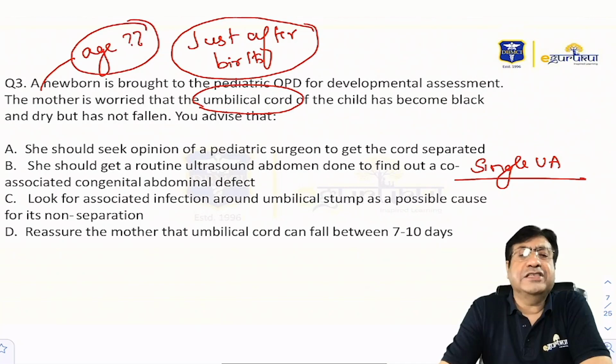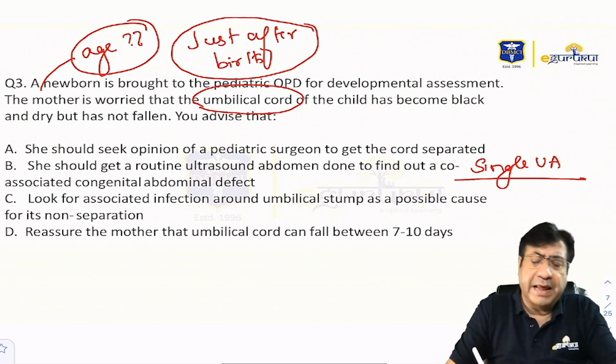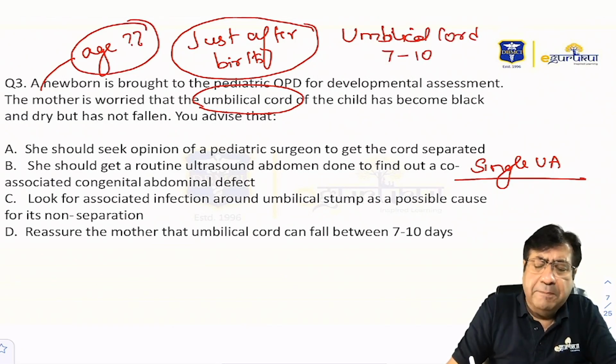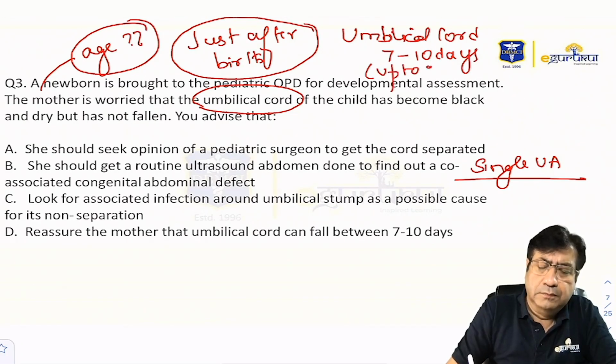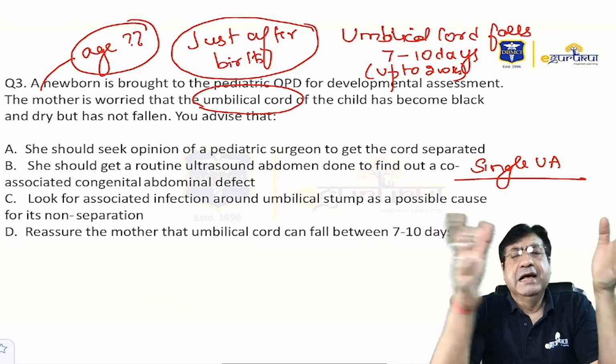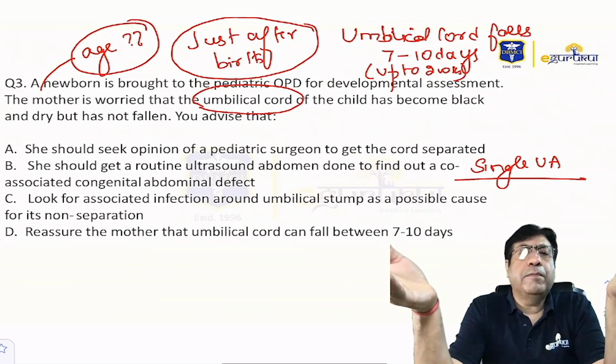The third option says to look for associated infection around the umbilical stump as a possible cause for non-separation, which is not the case. You might have cases of umbilical cord infections, omphalitis, but usually they are associated with redness around the umbilical stump. Sometimes there can be excessive tenderness and the child having incessant crying, pain. But that again will not usually be the reason for an umbilical cord not falling after birth. We all know that the umbilical cord normally will fall by about 7 to 10 days, and may sometimes take up to 2 weeks. In most cases the umbilical cord starts becoming blackish and dry by the 2nd to 3rd day, and then it usually will fall by about 7 to 10 days.